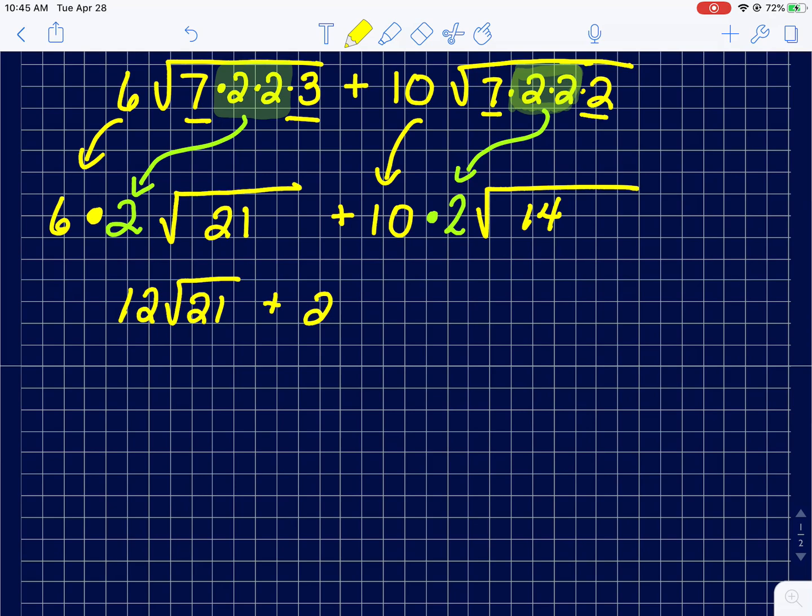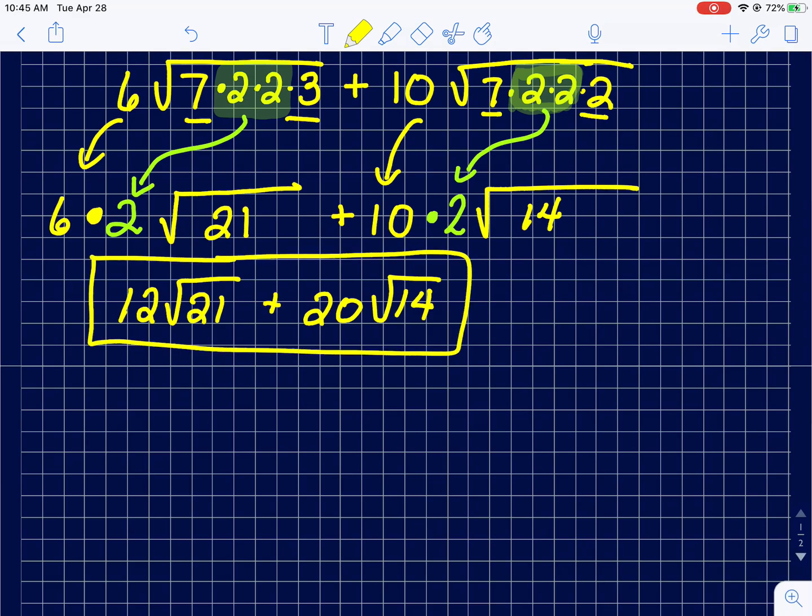And then we have 20 root 14. Well, 21 and 14 cannot go together. They're two different numbers, and so that's your final answer. Again, you could reverse the order. You could have 20 root 14 plus 12 root 21. That would mean the same thing. But that is our final simplified product.